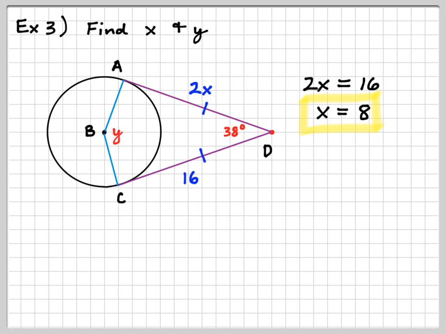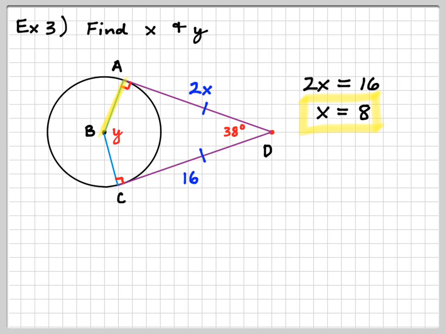Okay, looking on to y. Now I'm dealing with the interior angles of this specific shape, and one thing I do have to know is that if line AD is tangent to this circle, then angle A here must be perpendicular, must be 90 degrees. And the same thing down below. If CD is a tangent line to this circle, then angle C here must be perpendicular.